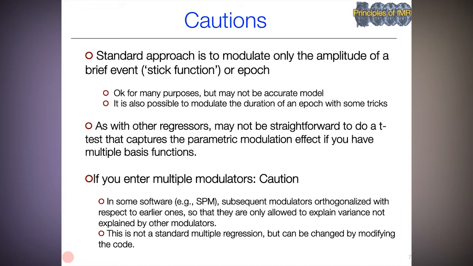In some software, like SPM, which is very popular, modulators that are entered after the first one are orthogonalized with respect to earlier ones. So they're only allowed to explain variance that's not captured by the first modulator. And this is not a standard multiple regression in which the effects compete to explain variance. It's actually a hierarchical regression in the sense that they're entered stepwise, and the first modulator is entered first and allowed to explain as much variance as it can, and then the subsequent modulators are entered. So if you don't like this property, you can change that by modifying the code if you desire.